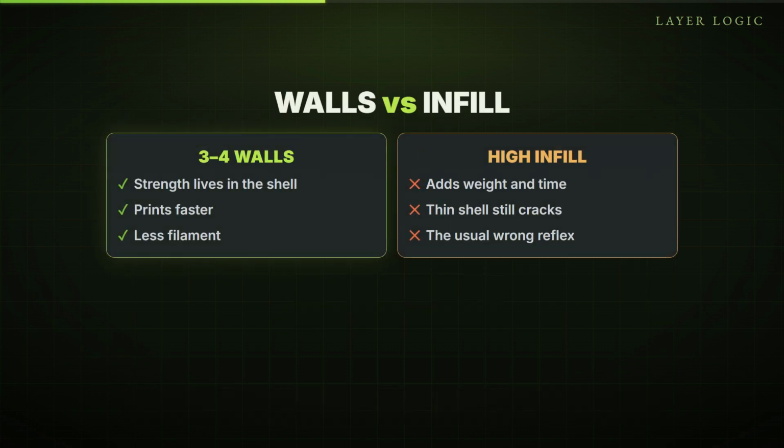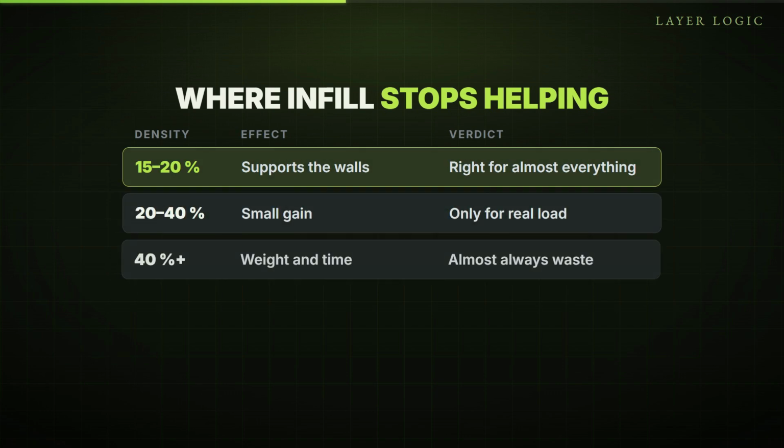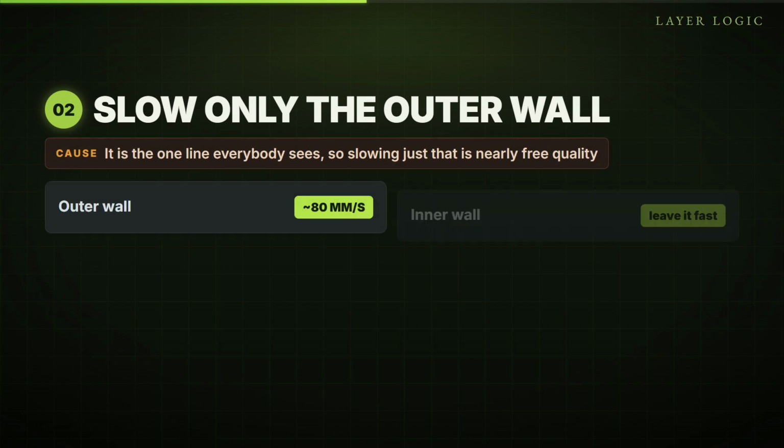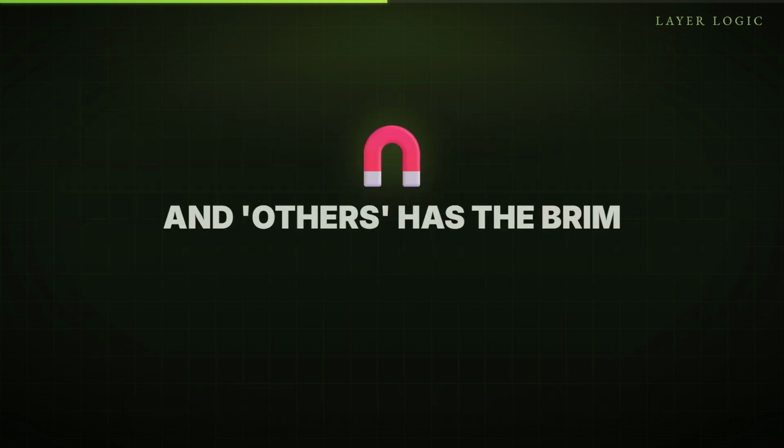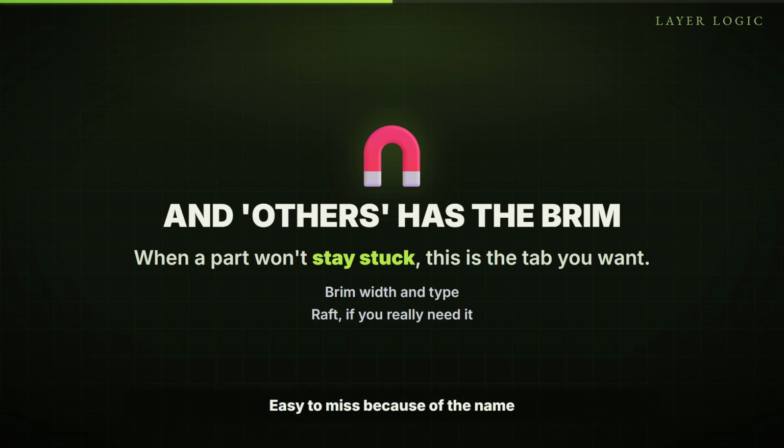Under strength, wall loops is the setting that matters most for functional parts. Strength lives in the shell, and 3 or 4 walls beats any amount of extra infill. Infill density sits next to it and is the setting people overuse. 15 to 20% is right for almost everything, and past 40 you are adding weight and time for nothing. Under speed, the one to understand is outer wall speed. It is the surface everybody sees, so slowing just that line while leaving everything else fast is nearly free quality. And in others, you will find the brim and raft settings, which is where to go when a part will not stay stuck to the plate.